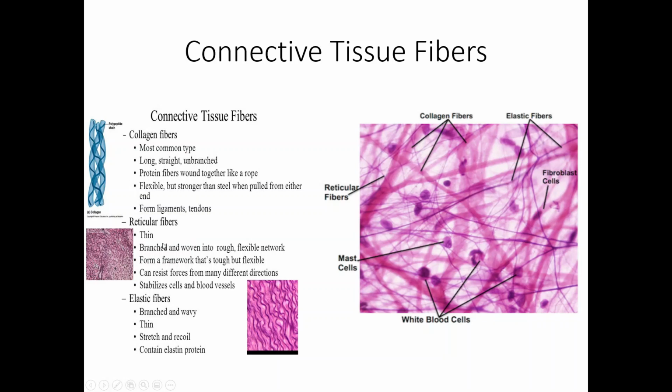Reticular fibers, they're much thinner. They are branched. They do tend to make these networks or these frameworks. Sometimes you'll hear them described as like a web. It's tough but flexible. It resists forces from many directions, and it helps stabilize cells and blood vessels. It kind of holds everybody in place.